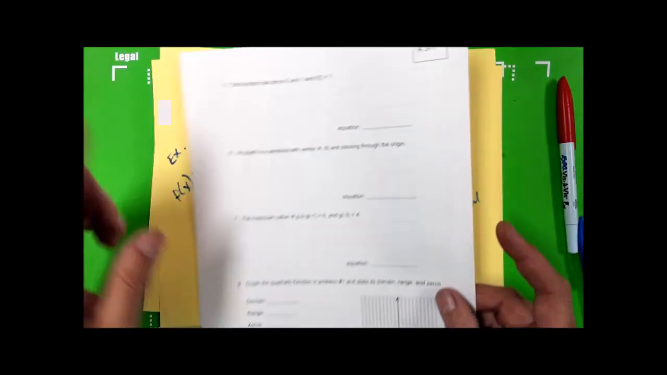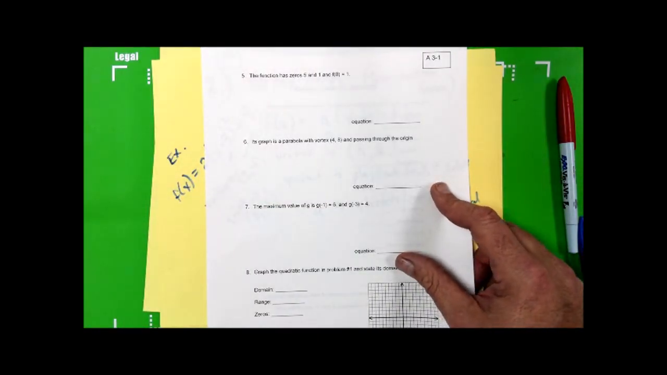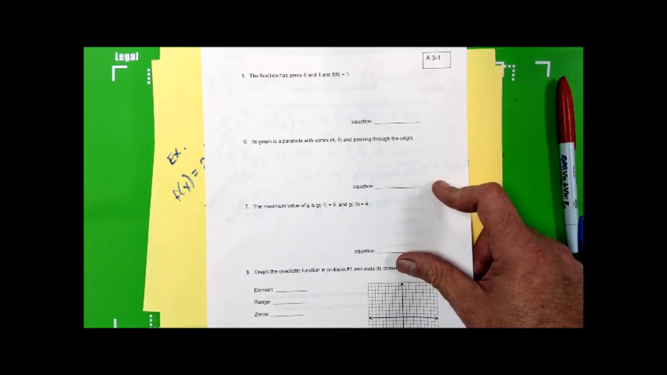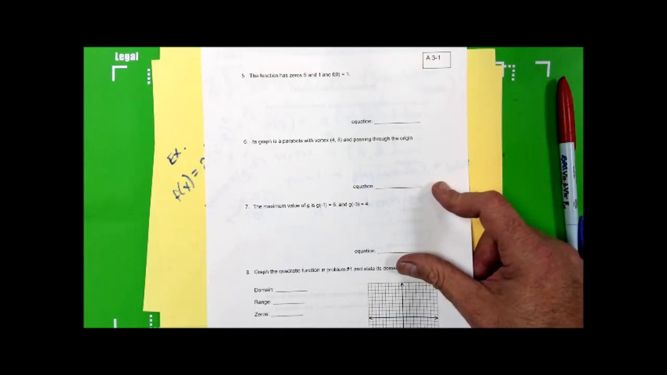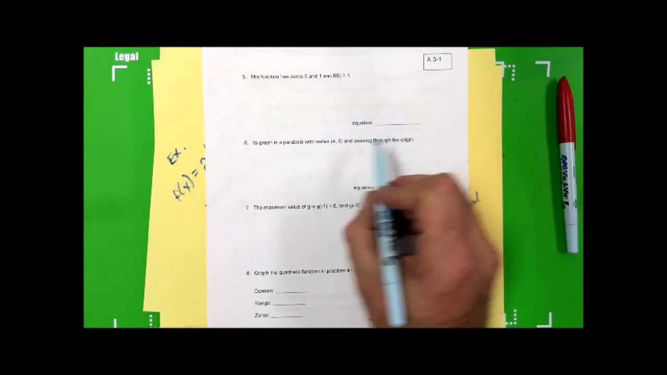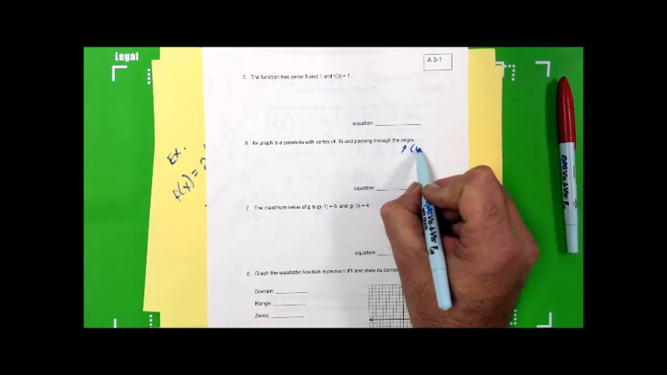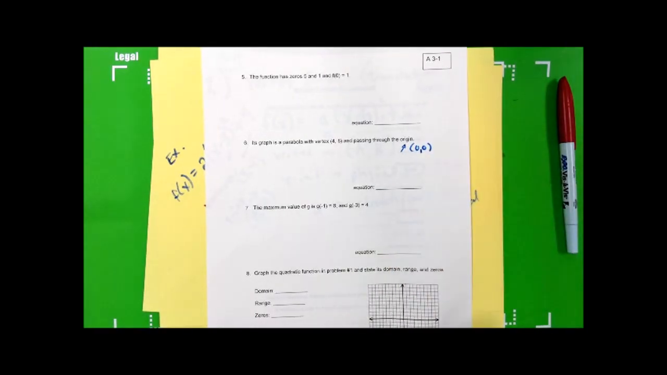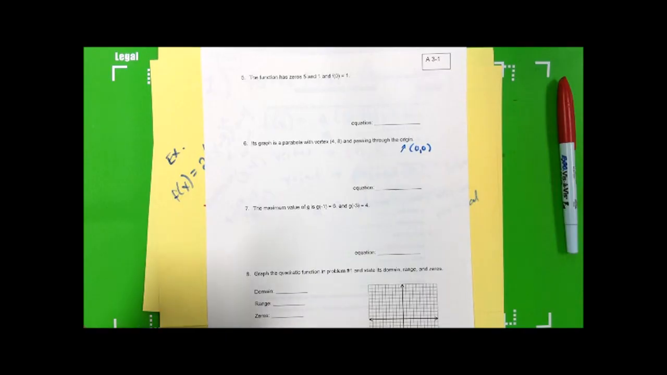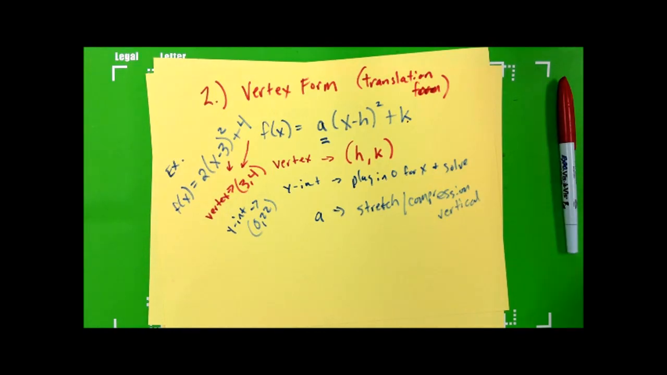But look for me right here on number 6 on your worksheet. Its graph is a parabola with vertex of 4, 8 and passing through the origin. So there's 2 pieces of information on a problem like this, right? The fact that my vertex is 4, 8 and I'm passing through the origin with the point. Now, if I see this, I'm asking for an equation, right? How do you approach this problem?